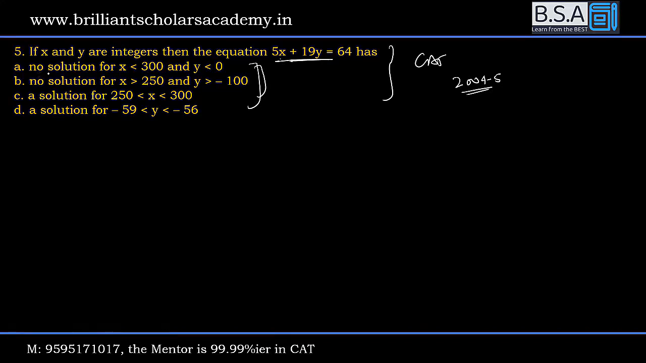Here it says there is no solution for x less than 300, y less than 0. It says there is no solution when x is more than 250, y is more than minus 100. It says there is a solution in this range of x, there is a solution in this range of y. You see, once you get an integer value, the value of x will be in the gap of 19, positive or negative. In the gap of 19, you will definitely have a solution.